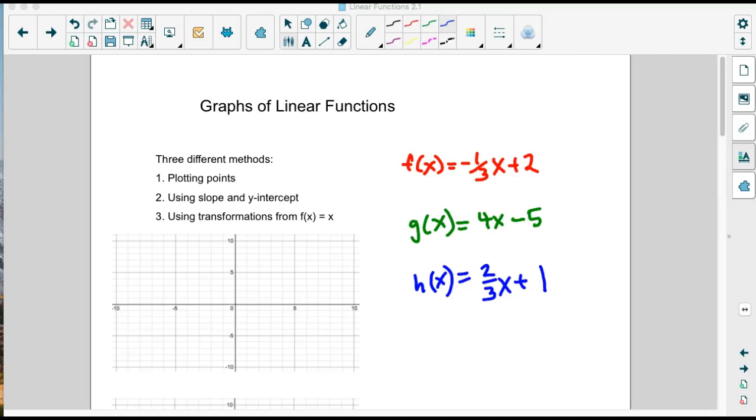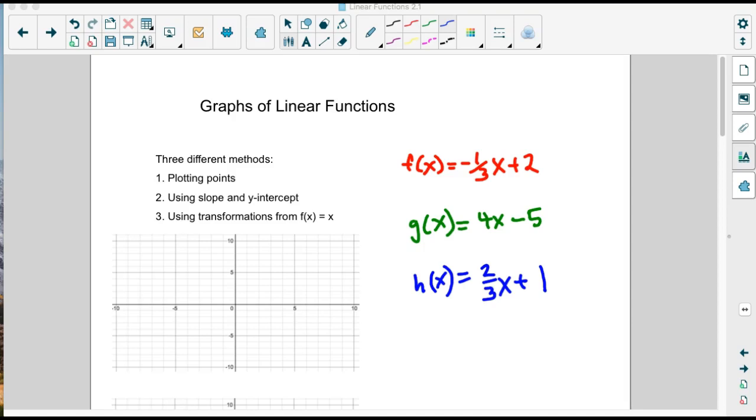Hello, and in this video we're going to be looking at graphs of linear functions. We're going to start off with three different types of graphing that we're going to be able to do here. It depends on what type. We're going to try all three here, but some of these will work better for you than others, so you can use whatever you would like here to graph, but I'm going to show you the three different options.